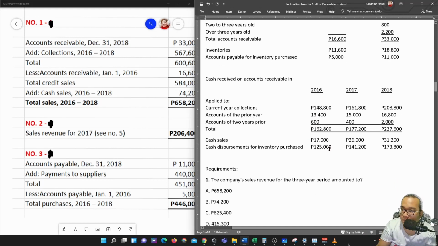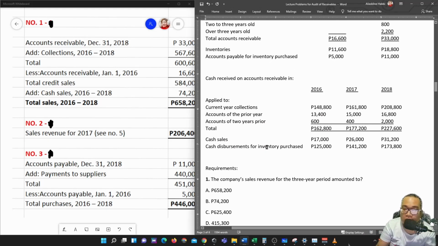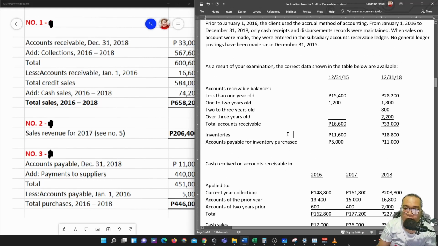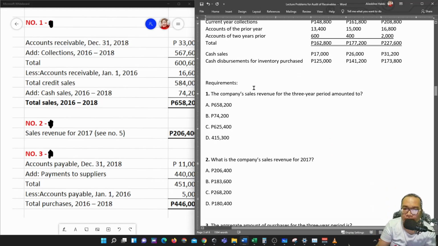Ito naman, ito kasi pinag-usapan dito yung cash received sa accounts receivable. Ibig sabihin, sales on account. Ito, sales na kung saan cash agad ang binayad. Ito naman, cash disbursement for inventory purchase. So ito, instead na accounts payable pang ginamit mo sa purchasing inventory, binayaran mo na agad ng cash, and ito yung given. So yan, tandaan nyo, binigyan lang natin ng explanation or reasoning, binigyan natin ng sense yung problem. So with this, requirements tayo.